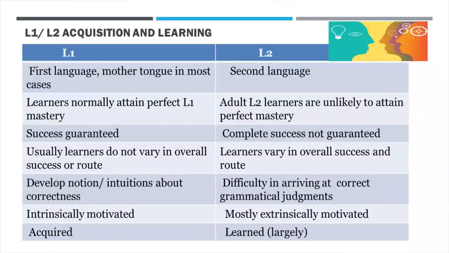Now to L1, L2, acquisition and learning. In the first column you find L1 and in the second column you find L2. L1 is the first language or the mother tongue in most cases. L2 is the second language, something that we have been talking about all through this lecture. Learners normally attain perfect L1 mastery. But in the case of L2, adult L2 learners are unlikely to attain perfect mastery. So success is guaranteed as far as acquisition of L1 is concerned. Complete success cannot be guaranteed as far as learning of L2 is concerned.